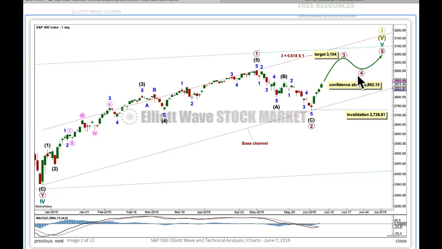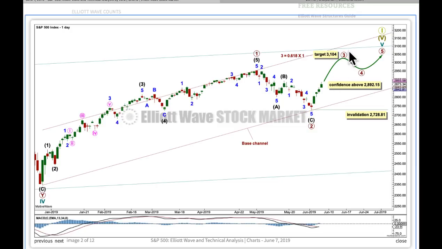What that means is any long positions which are entered before 3 moves beyond the end of 1. If your horizon is a longer term horizon in terms of your trading style, when that happens, if you enter your long position before 3 moves beyond the end of 1, it can be held throughout 4 and into 5, because 4 should remain above first wave price territory. For now, 3 has not moved beyond the end of 1.